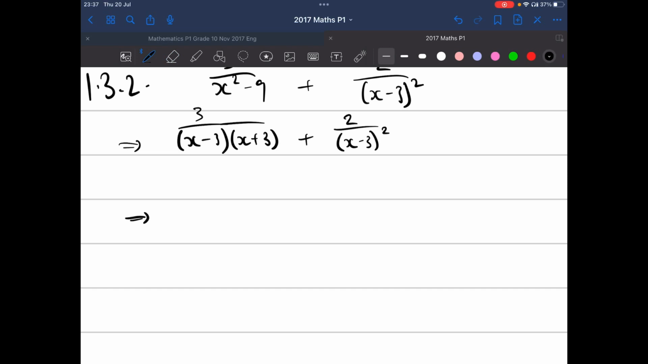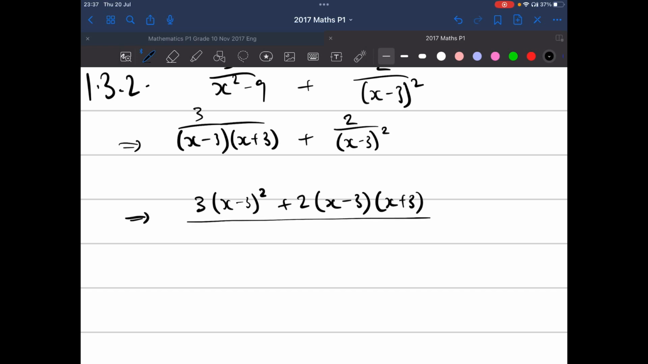So the way to do this is you start with the first one. You start with 3 and you multiply it by the other term's denominator. So here we'll have 3 times x minus 3 squared. Then you do the same thing for the other one. So you say plus 2 and then you multiply it by x minus 3, x plus 3.